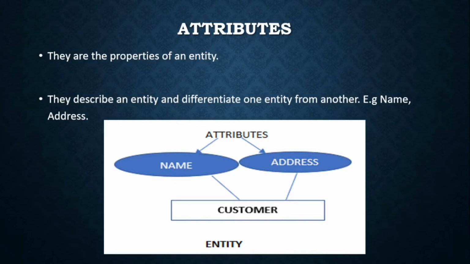Every customer must have an address. Every customer must have a name. So the name, the address, the phone number of the customer are all attributes of that entity, customer. I hope this is getting clear to you.